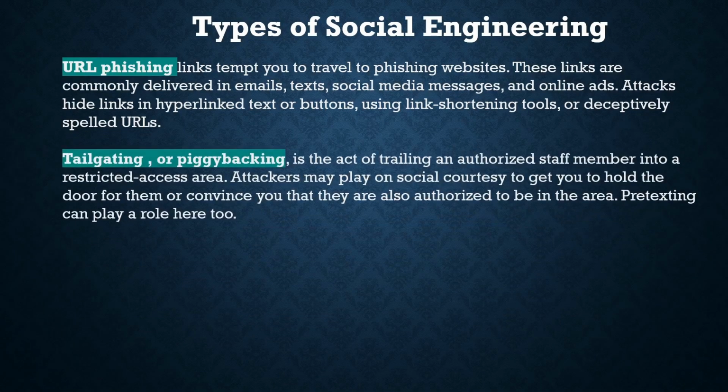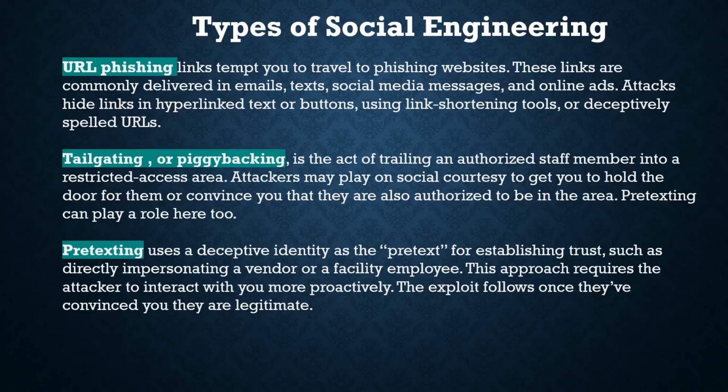Next is tailgating, or piggybacking. Tailgating or piggybacking is the act of trailing an unauthorized person into a restricted access area. The attacker may play on social courtesy to get you to hold the door for them, or convince you that they are also authorized to be in that area. Pretexting can play a role here as well.